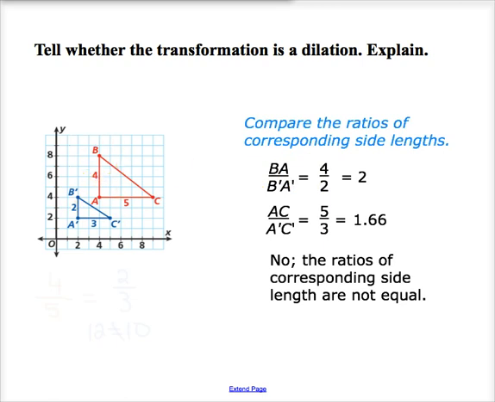BA is 4, BA is 2, AC is 5, AC is 3. Now, these are not in proportion. Those ratios of the corresponding side lengths are not equal. So these are not similar figures, which means it's not a dilation.